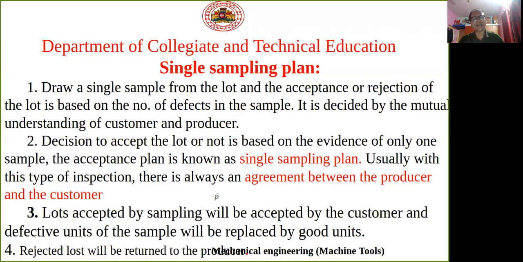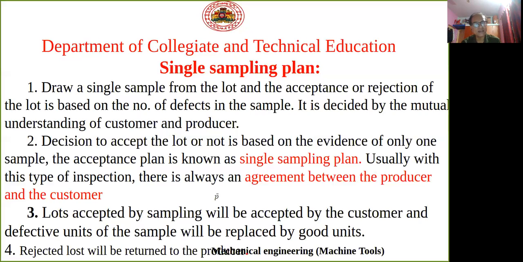the lot will be either accepted or rejected. It totally depends upon the defects present in the sample. The decision to accept or reject the lot is based on the evidence of only one sample. That's why it is called the single acceptance sampling plan, also known as the single sampling plan.